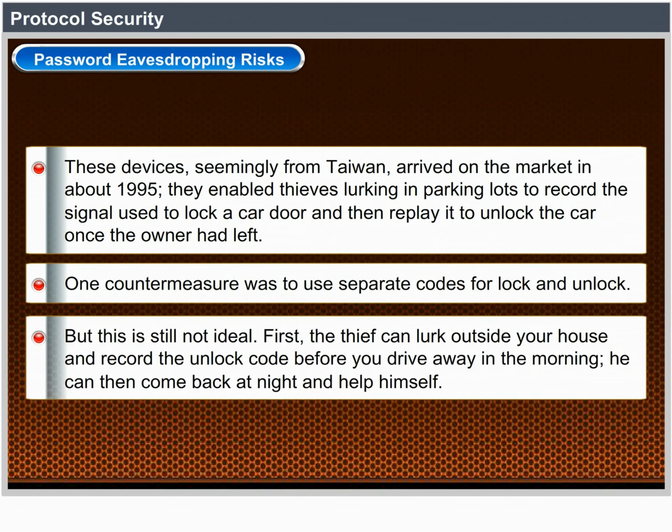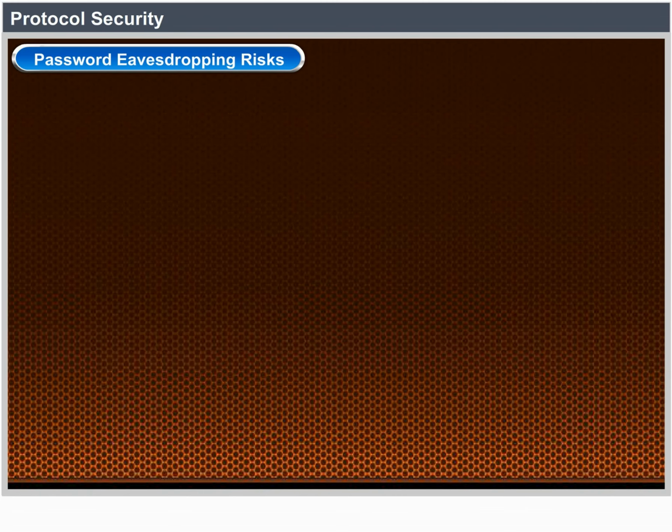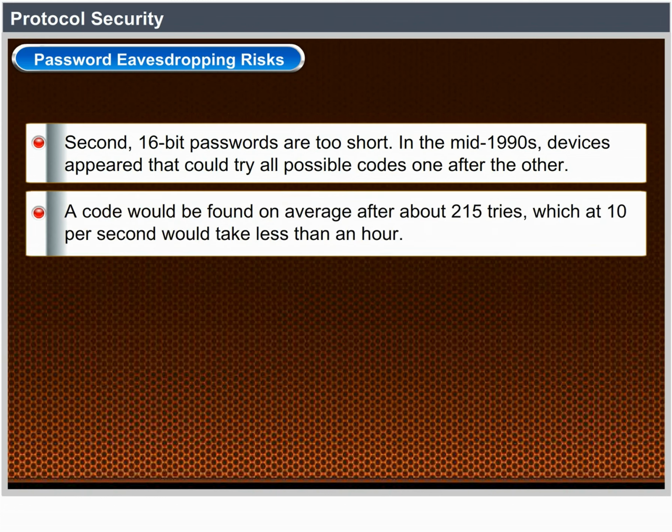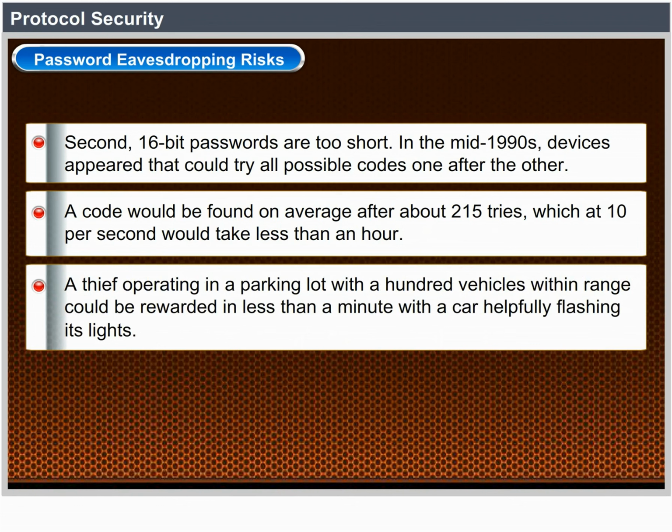Second, 16-bit passwords are too short. In the mid-1990s, devices appeared that could try all possible codes one after the other. A code would be found on average after about 2^15 tries, which at 10 per second would take less than an hour. A thief operating in a parking lot with 100 vehicles within range could be rewarded in less than a minute with a car helpfully flashing its lights.